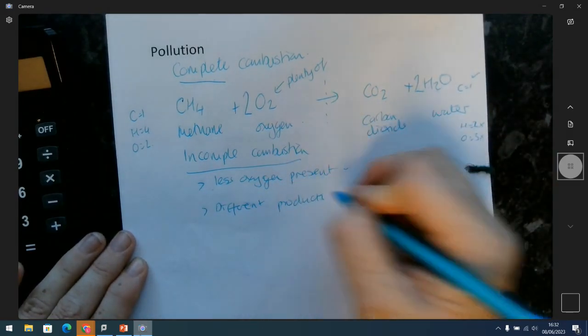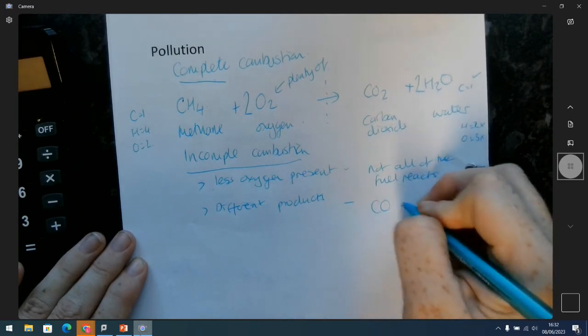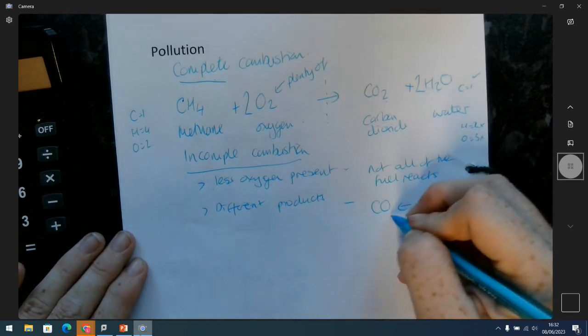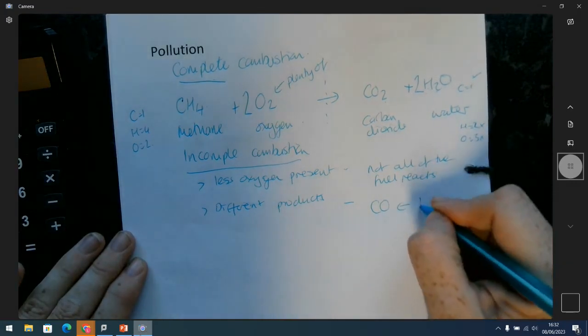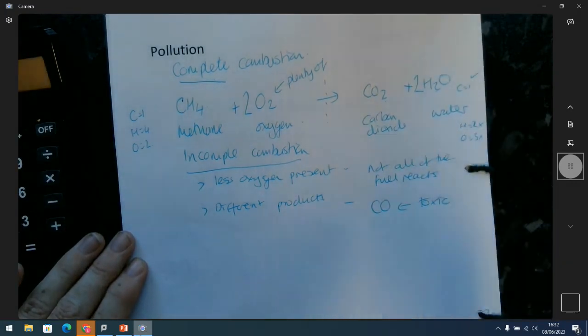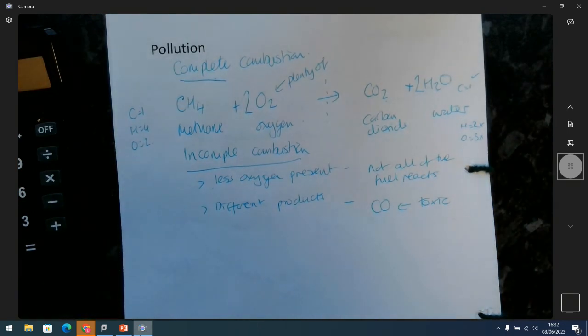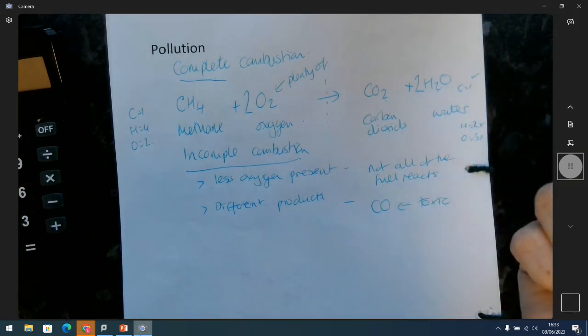So you might, for example, make carbon monoxide. So we should know that mono means 1, so carbon monoxide has one oxygen. We know it's toxic. It's poisonous. It can stop red blood cells from carrying oxygen. And it does that by binding to hemoglobin in your blood. And that makes it less able to transport oxygen around the body. And that can then lead to fainting and potentially even death.